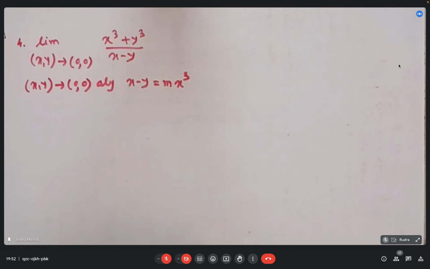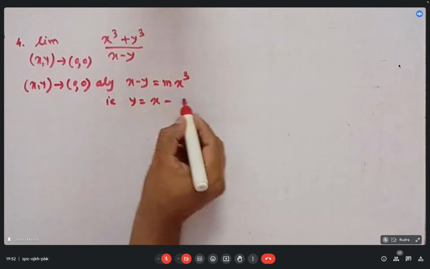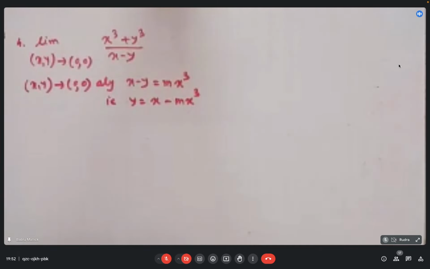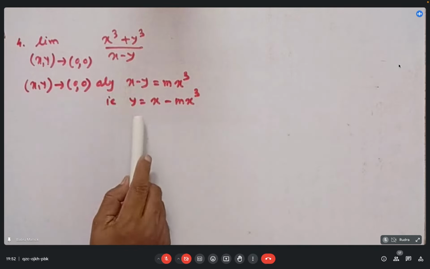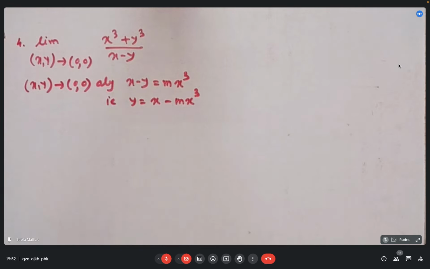So look, that is y is equal to x minus m into x cube. After this, just put y is equal to m into x cube, then you will do it easily. Next, lecture number 5.